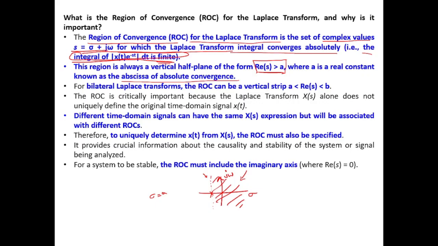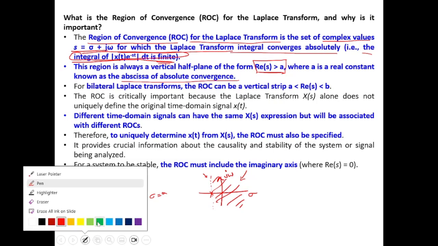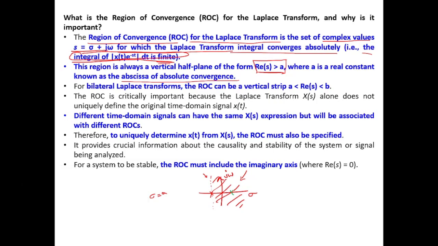Now if we place this pole on the positive side, again if you see over here, our region of convergence will be on the right hand side, but our j omega axis is not included. Since our j omega axis is not included, the system is not stable. Okay, got my point?